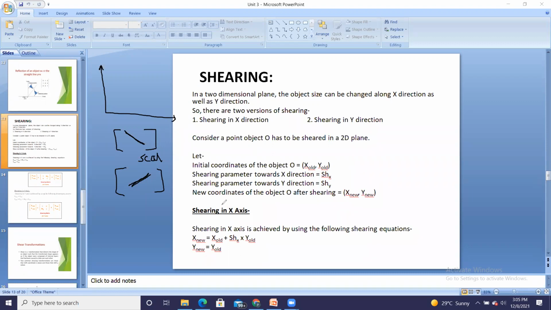Shearing is nothing but simply stretching the object along x-axis or stretching the object along y-axis. Like, consider a flexible object, a flexible square that you have taken into your hand, and you are pulling it along x-axis. You are pulling it horizontally. So its size is going to change. Elastic object, if any elastic object is there, and you are going to apply the pull on any side of that object along x-axis.